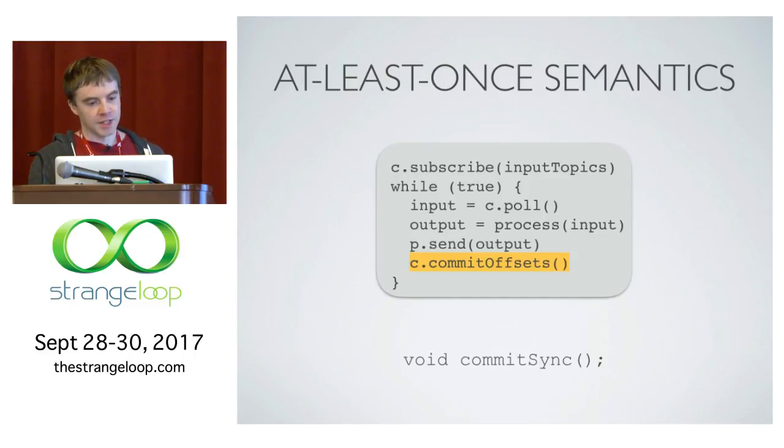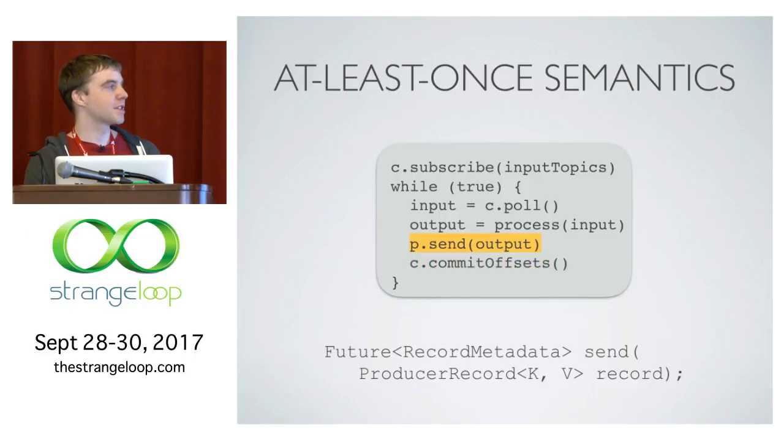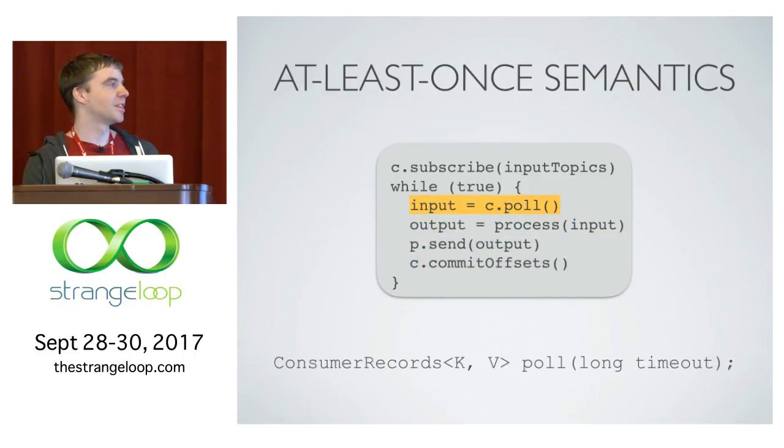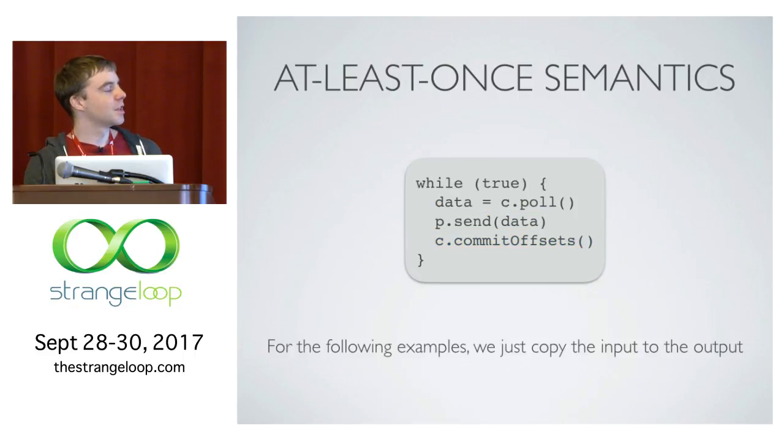It's not really much of an exaggeration to say that I've spent most of the last 2 years thinking about what happens in send and in poll. So for this talk, I want to condense this a little bit. We're going to go through a few examples where we discuss exactly where, in at least once semantics, duplicates can emerge. And for this, the processing is not too interesting, so we're just going to copy input to output.